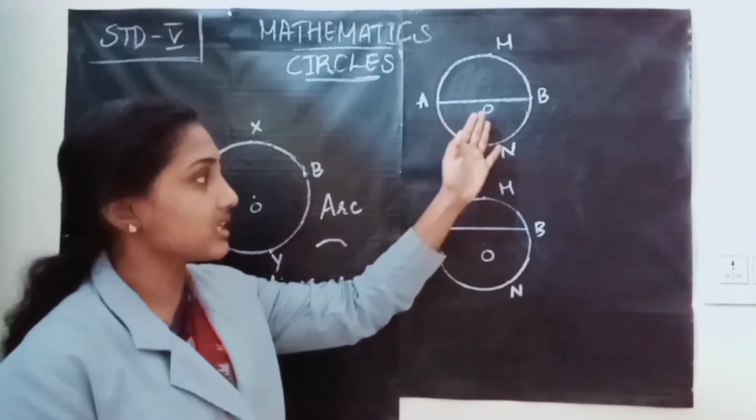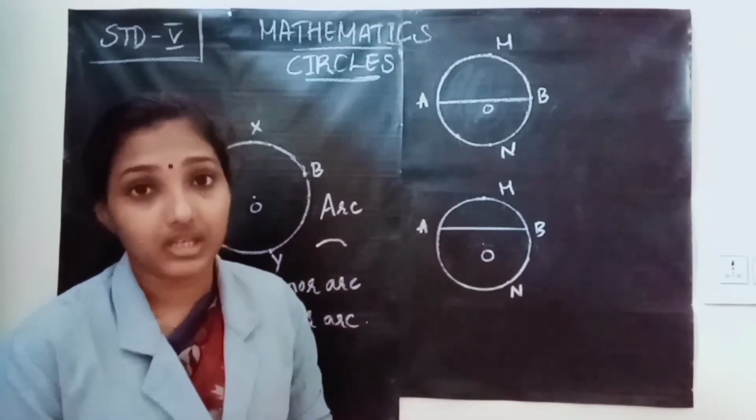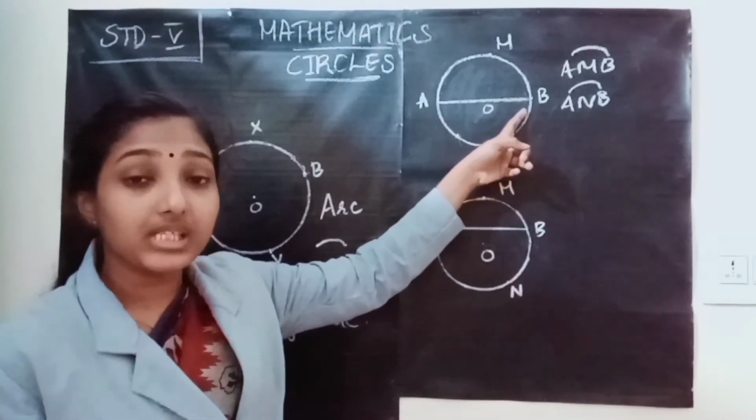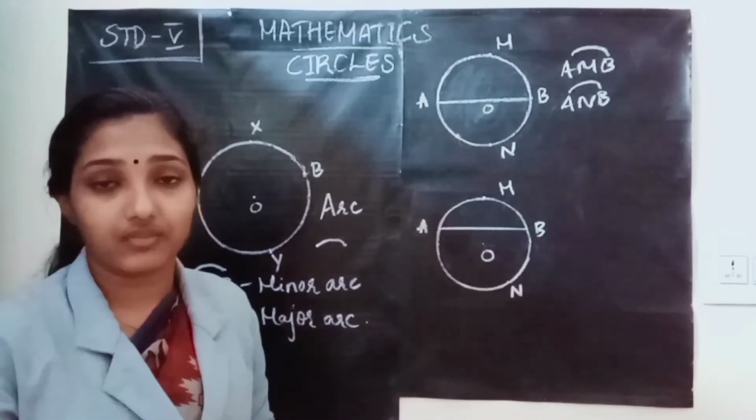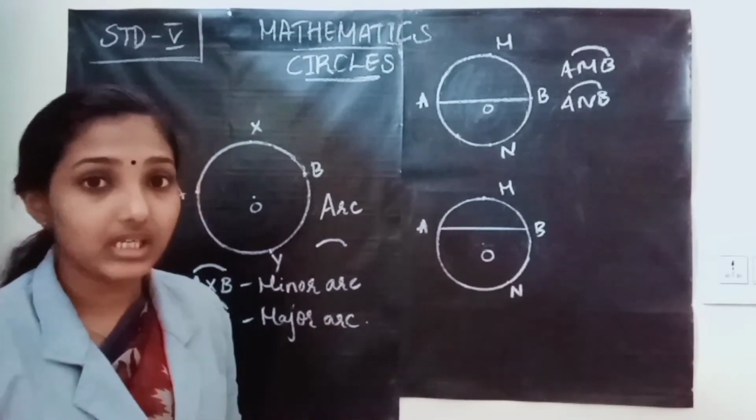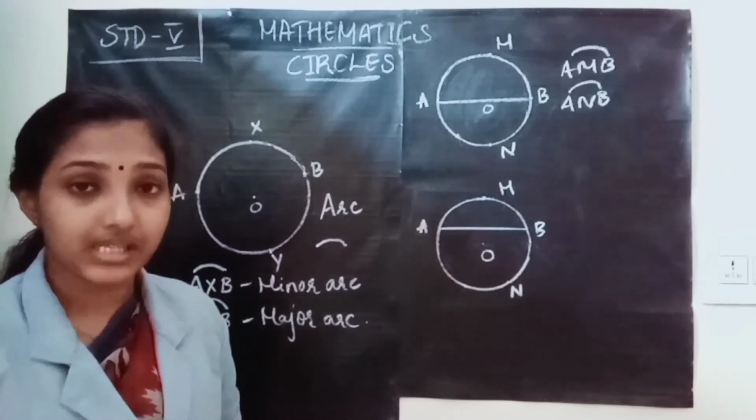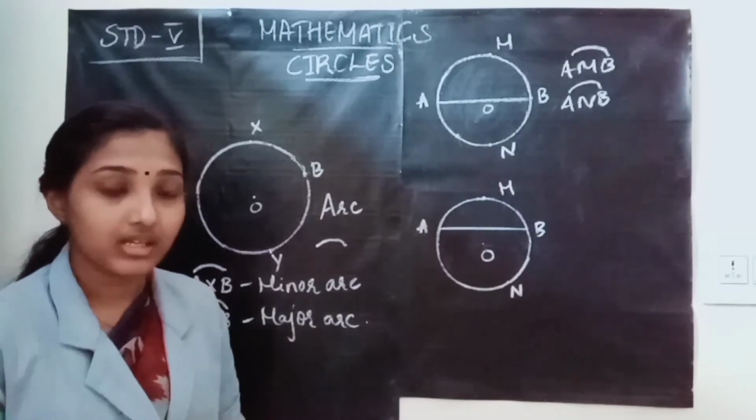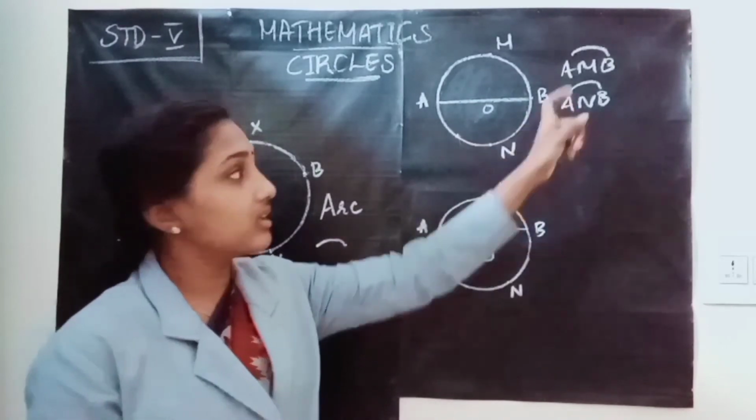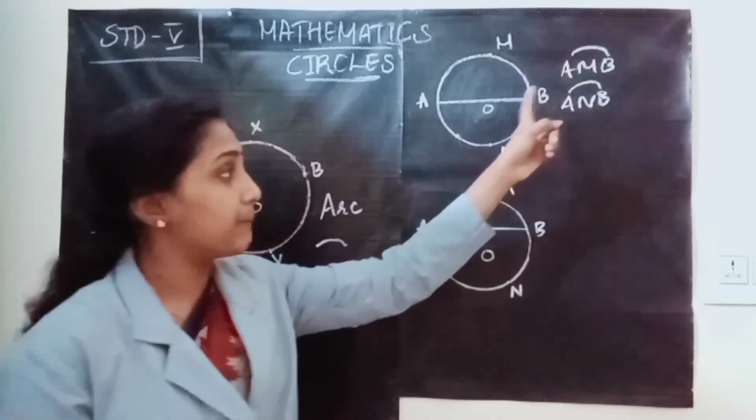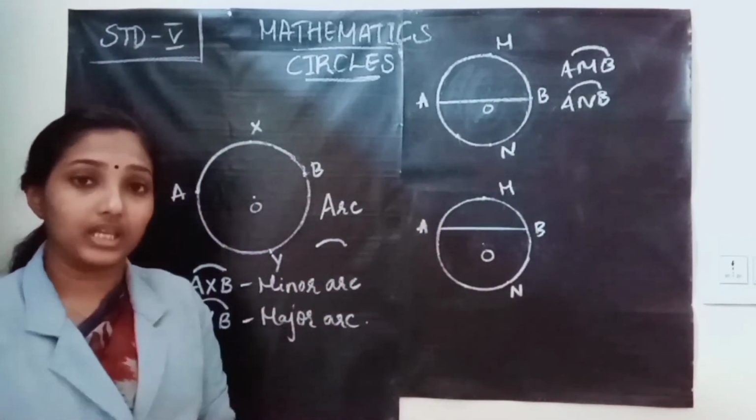Here it is a circle with center O, and a diameter is drawn. A diameter divides the circle into 2 equal halves, and this is called the semicircle of a circle. Half of the circle is called a semicircle. While drawing the diameter, we get 2 arcs, arc AMB and arc ANB, and these 2 arcs will be of equal length.